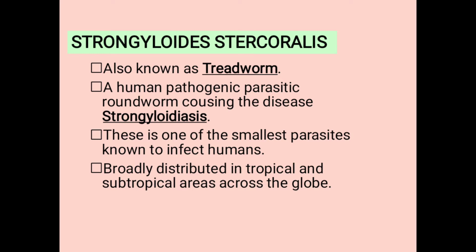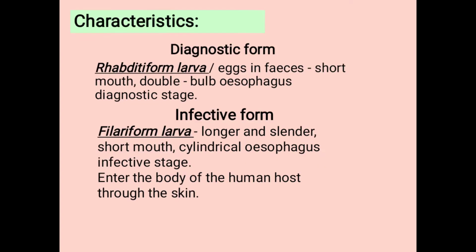So Strongyloides stercoralis, also known as the threadworm, is a human pathogenic parasitic roundworm causing the disease of strongyloidiasis. This is one of the smallest parasites known to infect humans. It is broadly distributed in tropical and subtropical areas across the globe.